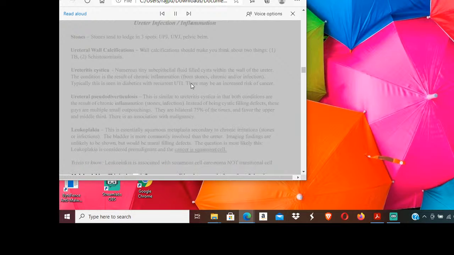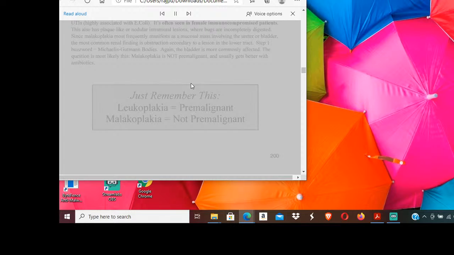Malakoplakia. This is also an inflammatory condition that occurs in the setting of chronic UTIs, highly associated with E. coli. It's often seen in female immunocompromised patients. This also has plaque-like or nodular intramural lesions, where bugs are incompletely digested. Since malakoplakia most frequently manifests as a mucosal mass involving the ureter or bladder, the most common renal finding is obstruction secondary to a lesion in the lower tract.